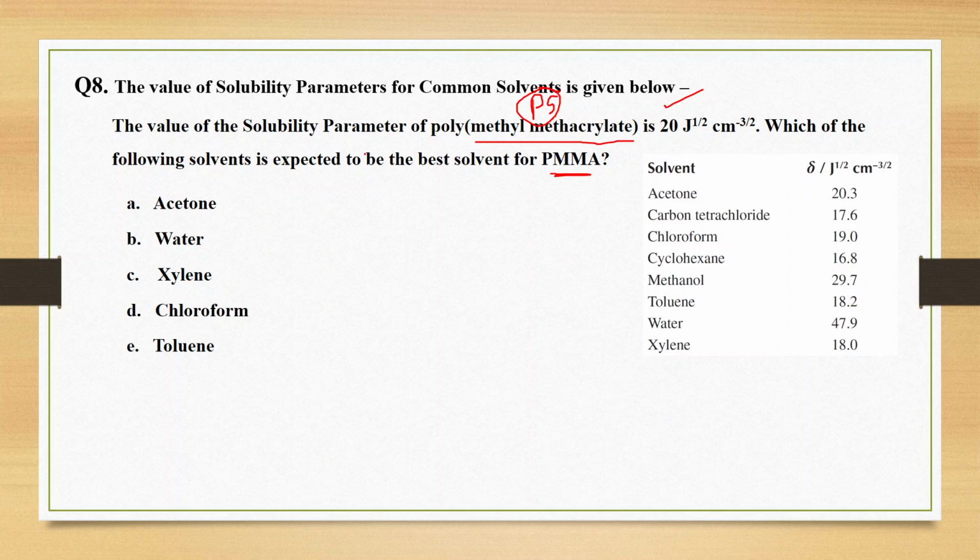So first answer this question. The value of solubility parameter for PMMA is 20 joule to the power 0.5 centimeter to the power minus 3 by 2, or it is written as megapascal, right? So which of the following solvents is expected to be the best solvent for this polymer? So this is your chart. Look at the chart and tell me which should be the best solvent to solubilize PMMA, when the delta value for PMMA is given as 20.